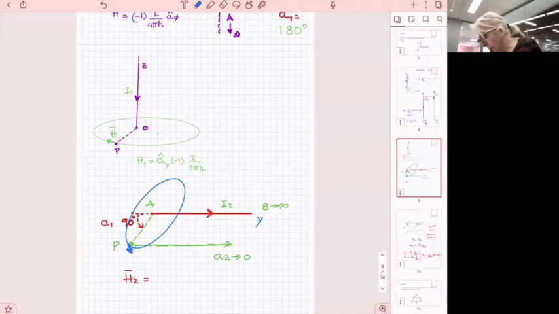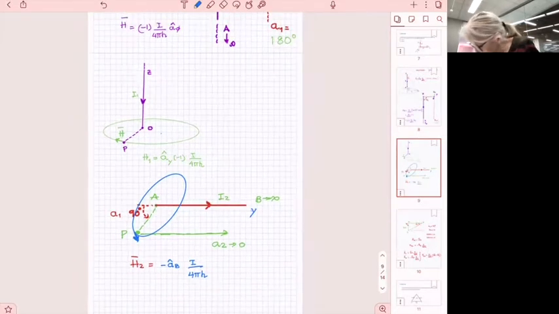It's going to be parallel to the loop, and that loop is going to be on the XZ plane. It's going to be parallel to that. It's going to be perpendicular to the X direction. Therefore, it's going to be along the negative Z direction. So it's going to be minus AZ, the direction there, and then it's going to be I over 4 pi r.